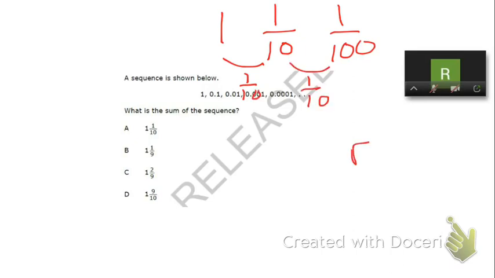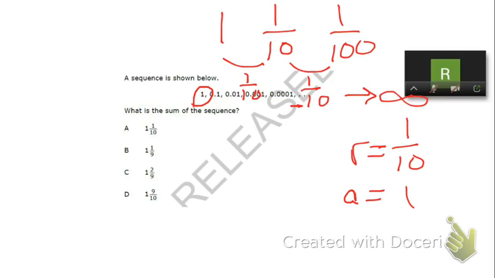So R is 1/10. There's that. And then my first number, A, is 1. So since this is here, that means it goes to infinity. Since it's an infinite sequence, you have A over 1 minus R. You plug in your A, you plug in your R, and you work it out. Now, it's going to give you a fraction there. Just change it to a mixed number.